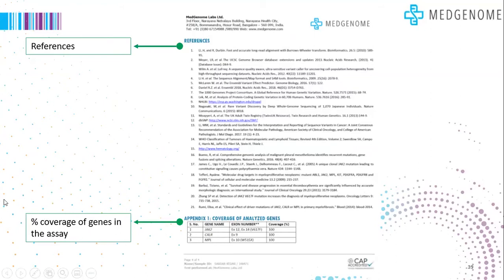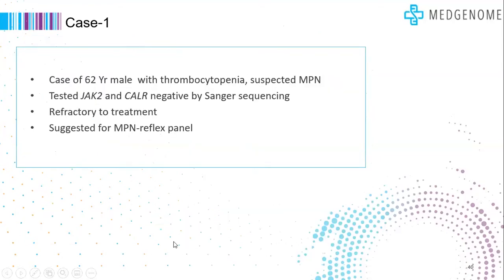So this is what I was talking about earlier, read depth and the percentage. So percentage coverage. You can see that in our MPN panel, in this particular report, the JAK2 exon 12 has 100% coverage, exon 14 has 100% coverage, CALR and MPL also have 100% coverage. So moving further, with the help of a case study, I will try to describe what to look for in a clinical NGS report.